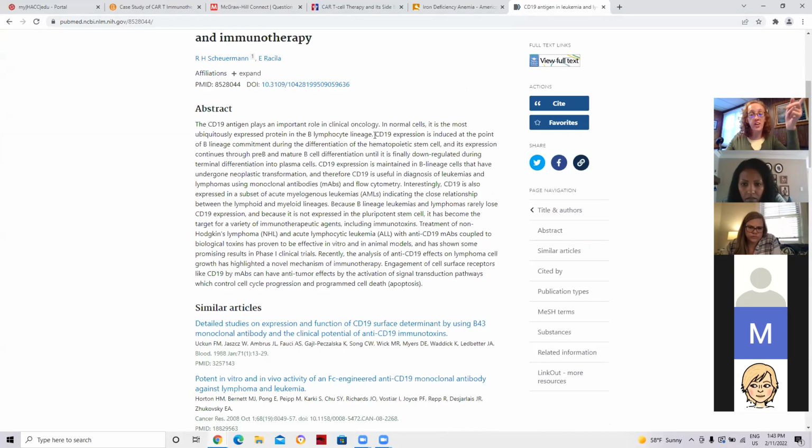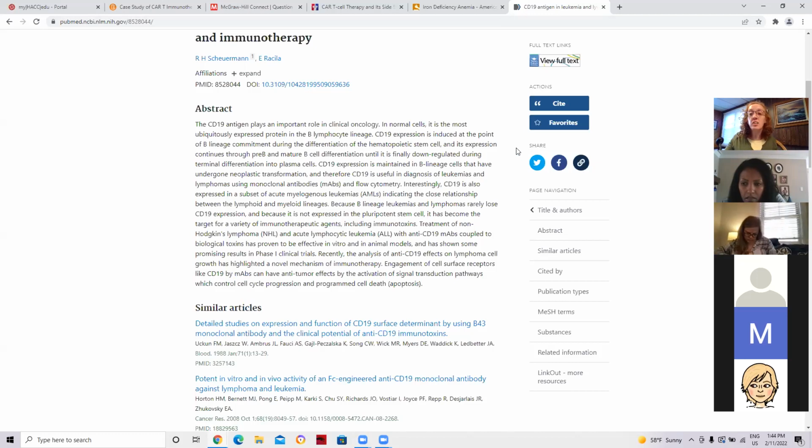So one way that you could find the answer to that question is to Google it like I just did, right? So now we know it's expressed in the B lymphocyte. So it's normally expressed everywhere. Ubiquitously meaning everywhere.